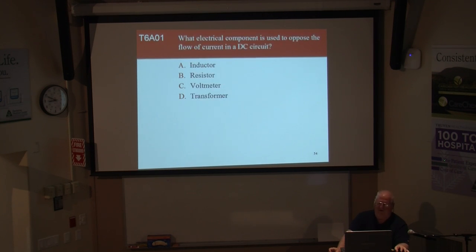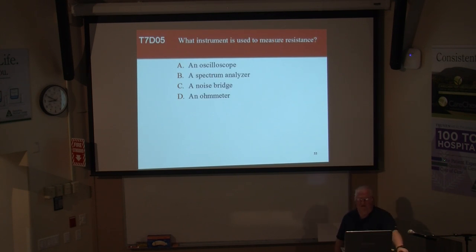What electric component is used to oppose the flow of current in a DC circuit? To oppose it, yes, resistance. What instrument is used to measure resistance? The ohm meter. Resistance is always ohms.